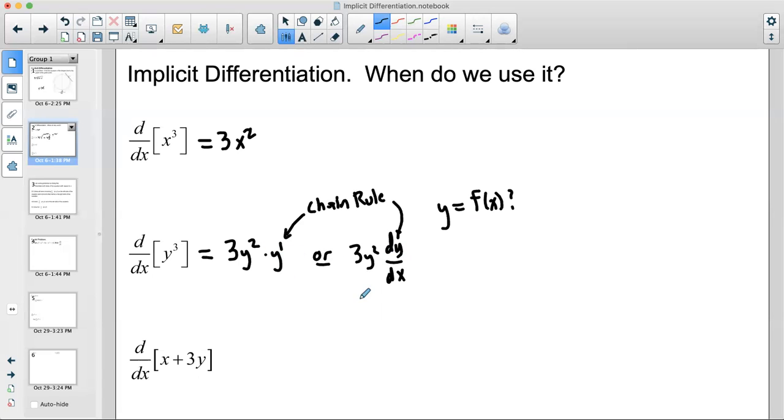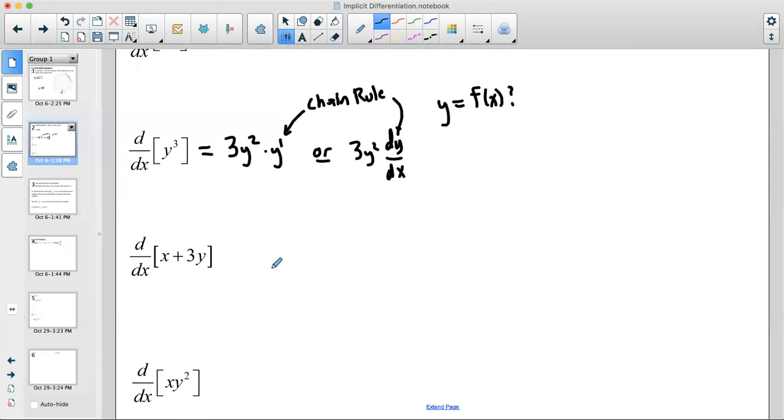And so there's a couple other functions here. Here's the derivative with respect to x of x plus 3y. The derivative with respect to x of x is 1. We know that one already. Derivative with respect to x of 3y is 3, because the derivative of 3x would be 3. But then I've got to multiply by the derivative of this because I don't know if it's a function of x. I mean, it is a function of x. I don't know if it's a complicated function of x or not. We could also write that like this.